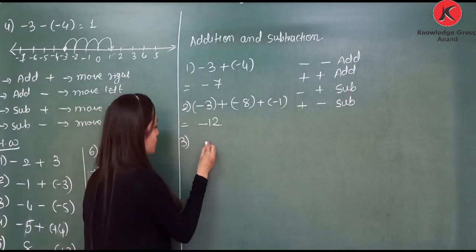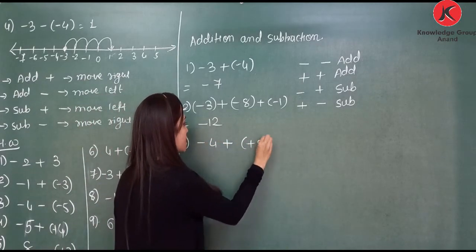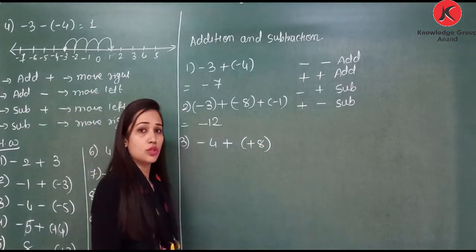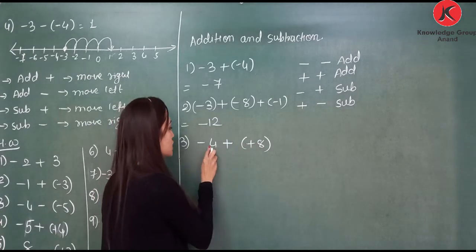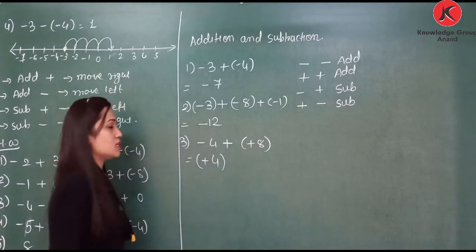Let's take one more example. Minus 4 plus 8. Now here one is negative, one is positive, so subtract the numbers. 8 minus 4 is 4. And what is the sign of the answer? That is plus 4, because 8 is the greater number.